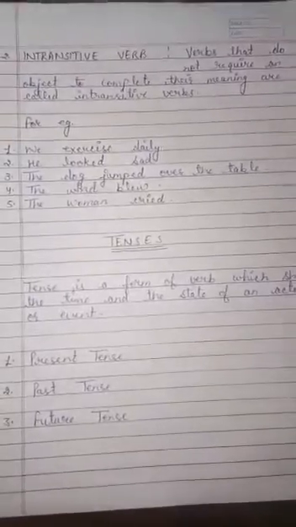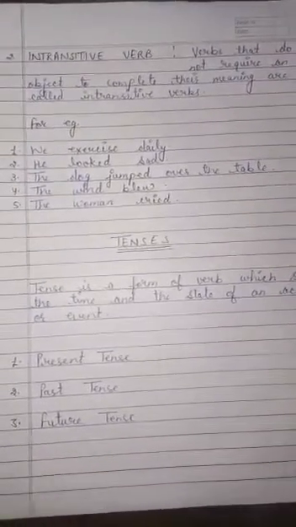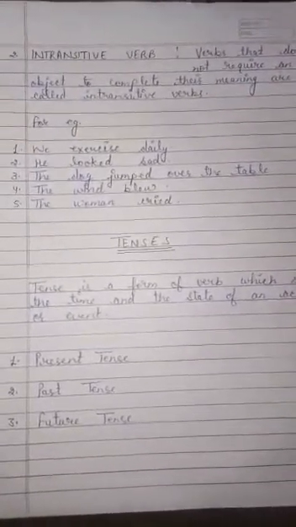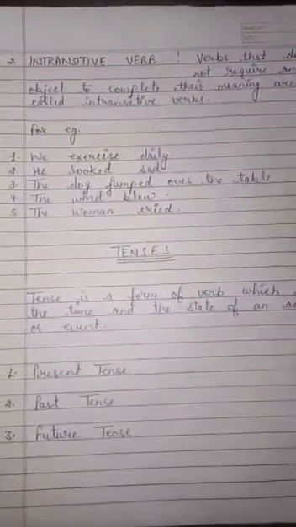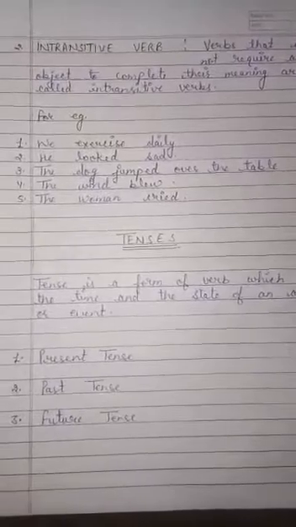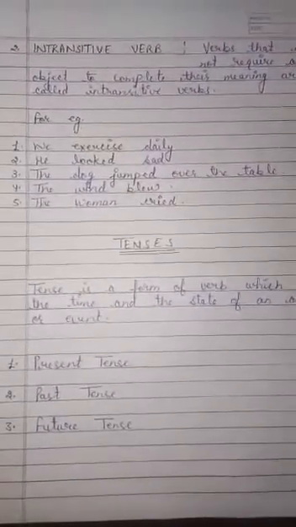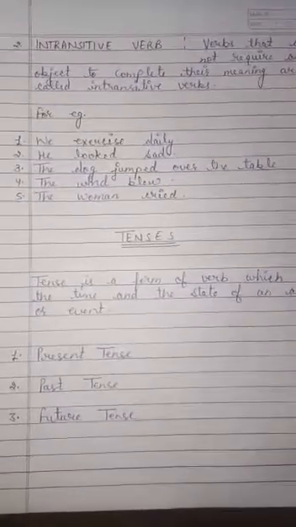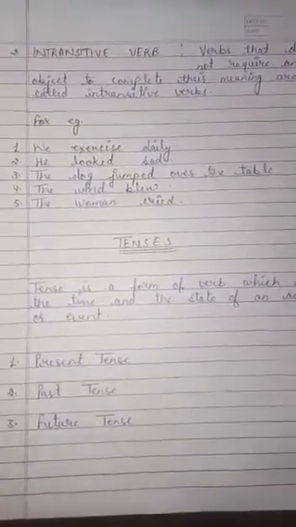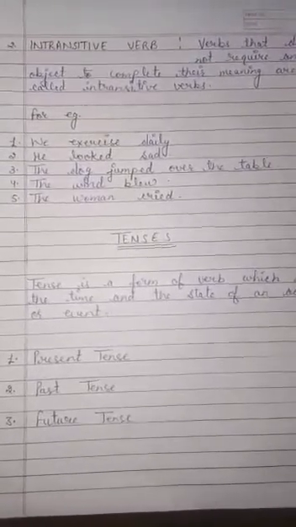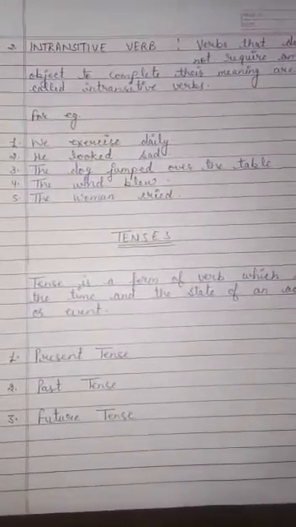For example, we exercise daily. He looked sad. The dog jumped over the table. The wind blew. The woman cried. In these sentences, the words exercise, looked, jumped, blew, cried are intransitive verbs as they make sense by themselves.